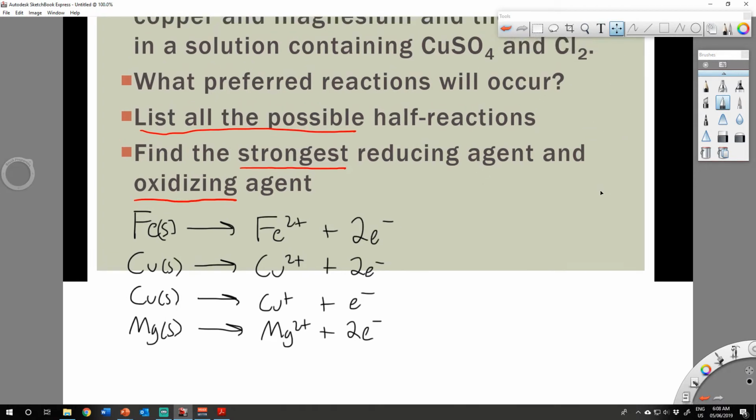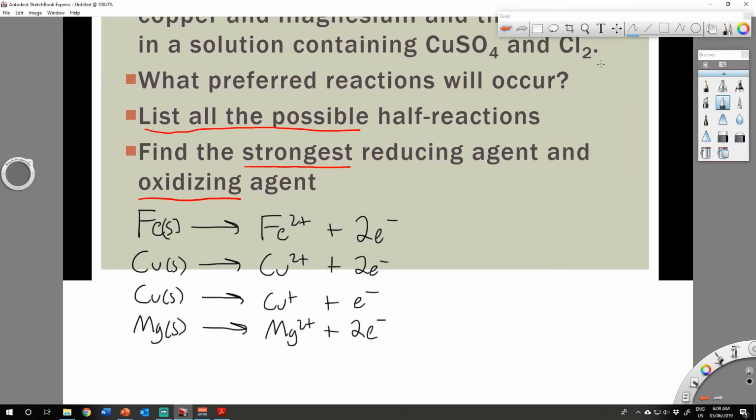All right, and then we have the following. We have a copper sulfate solution and a chlorine solution. So the copper sulfate solution provides us with copper ions. So this is one possible reduction.